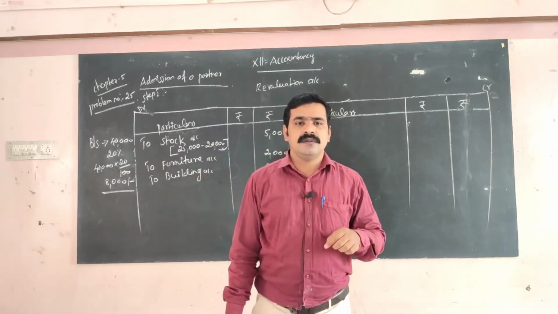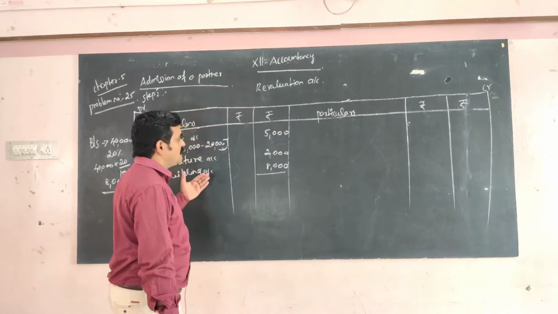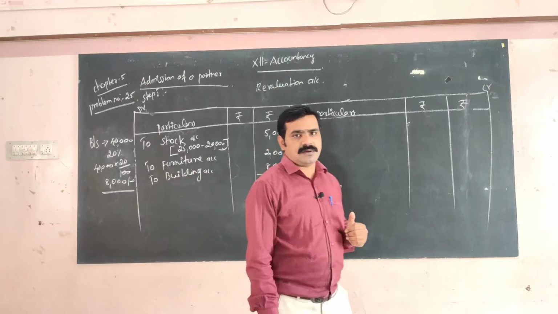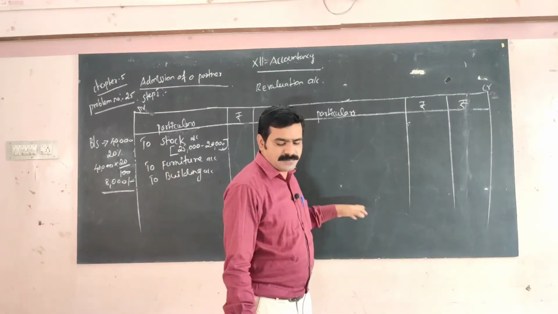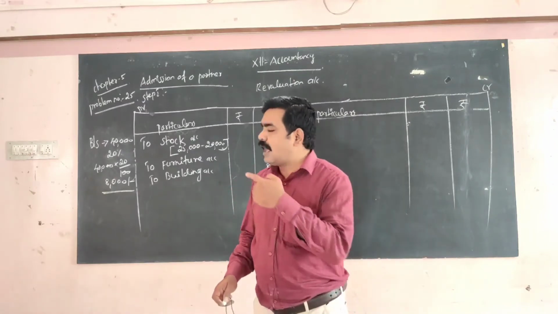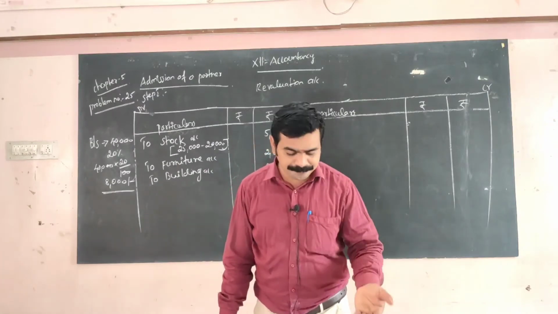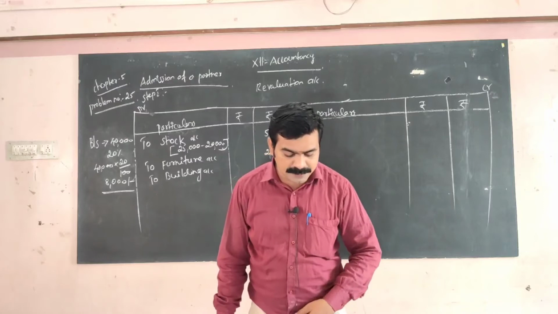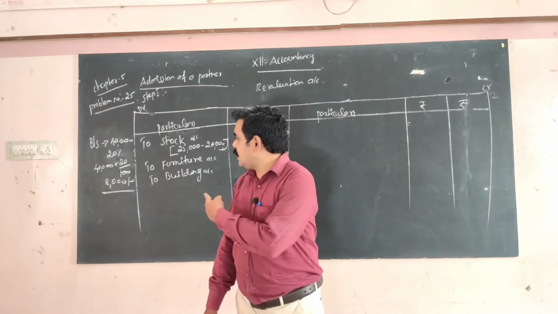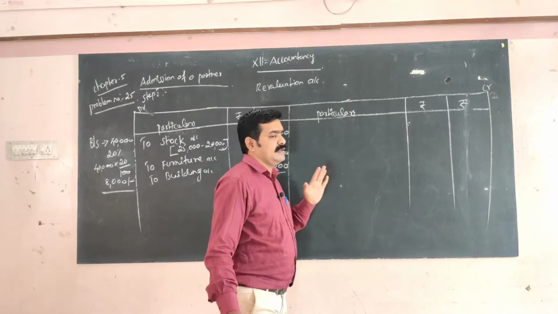So now this revaluation account is related to loss, because only the decreased value is in your revaluation account. I mention only decreased value because it is given in your problem. The stock was valued at 25,000 and now 20,000 is revalued. The furniture depreciated 2,000, which is a loss. The value of the building depreciated by 20%, so 40,000 into 20 divided by 100 is 8,000. So there is no value on the credit side.